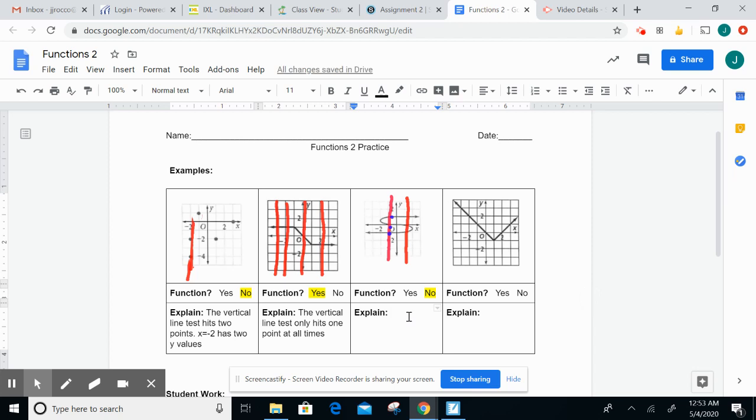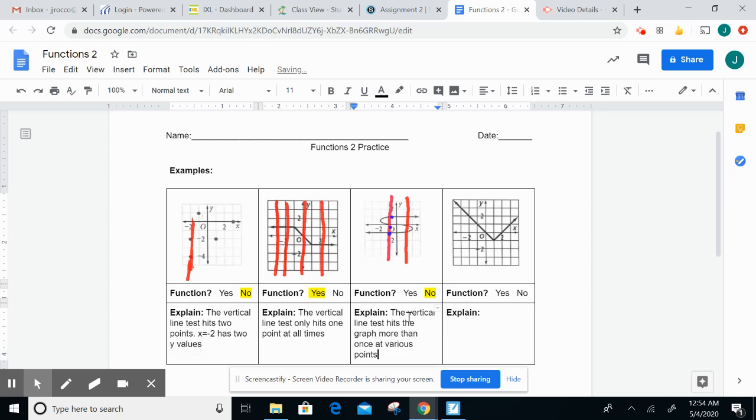Here, there's a lot of problems. So you don't have to tell me specifically what x, but just say the vertical line test hits the graph more than once at various points, because there's a lot of places where it hits more than once.